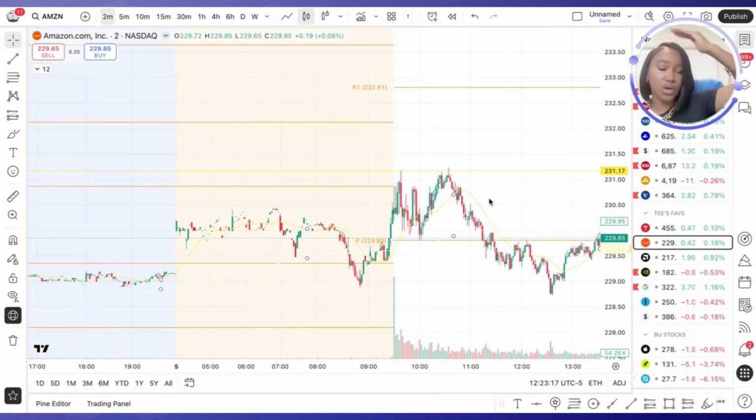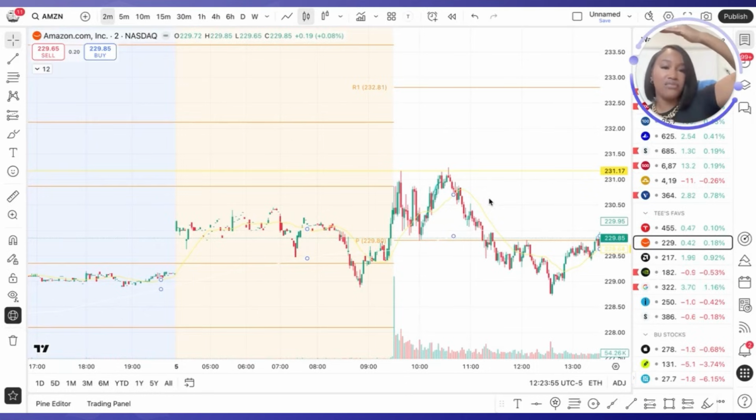So if you have the 200 above you, my friends, the best practice is to not get into a call play until we break through and hold above. Contrary to that, if the 200 is below price action, what we want to do is to wait for a break and hold under the 200 before entering into a put. The 200 can act as a very strong level of resistance if it's above price and a very strong level of support if it's below.